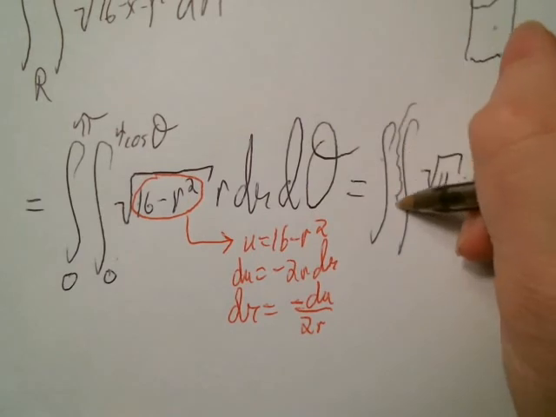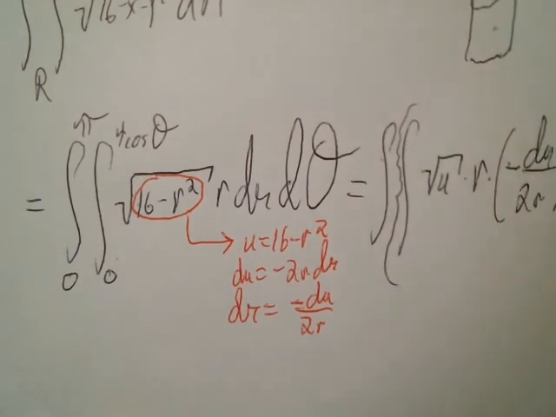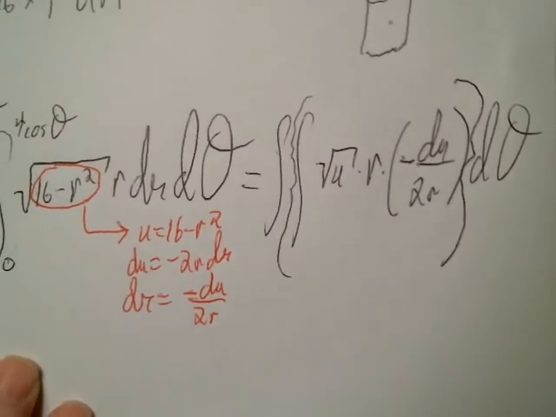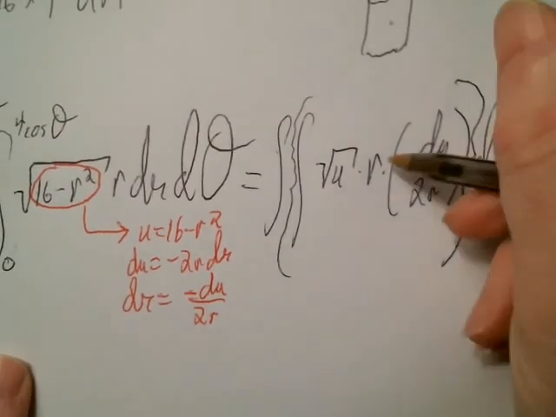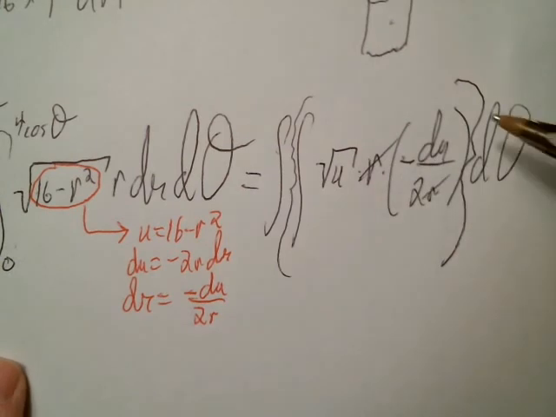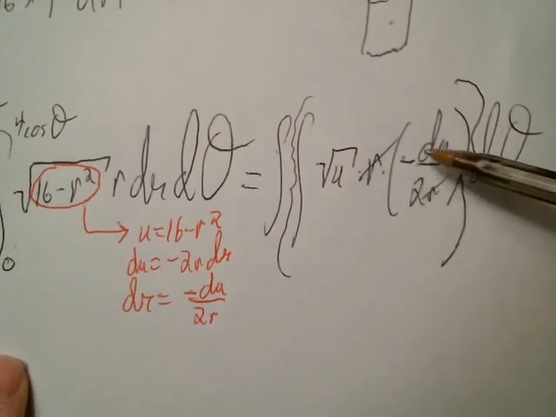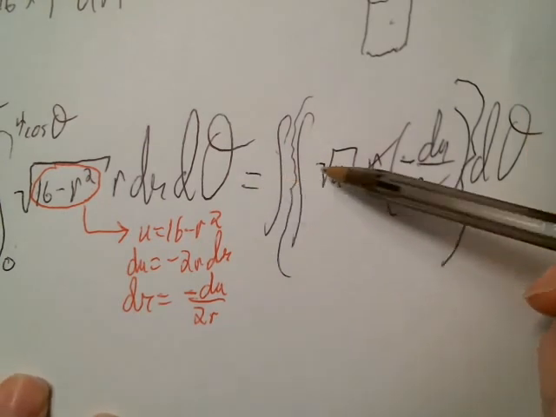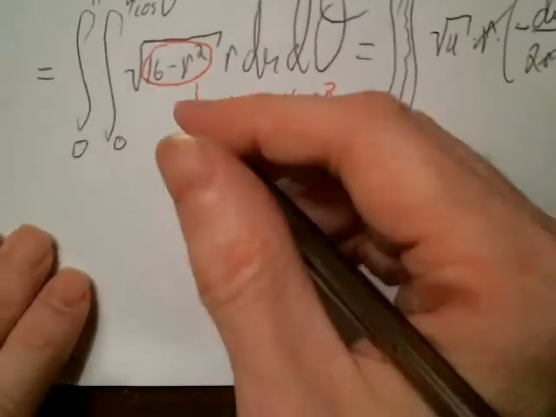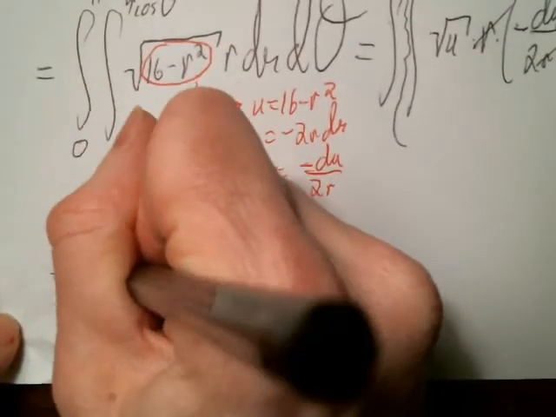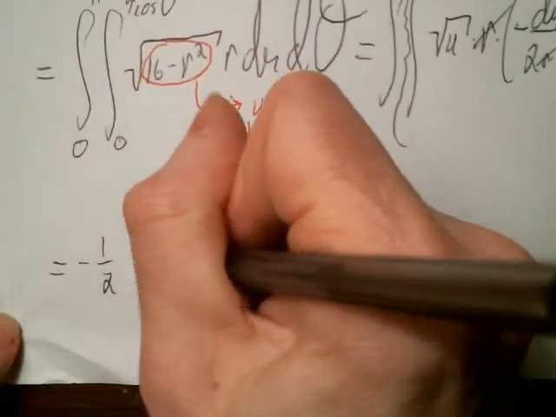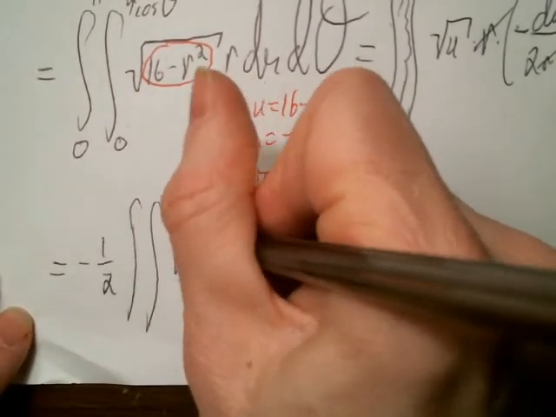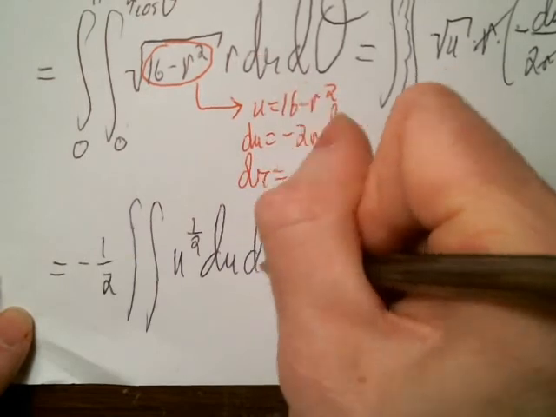And I'm really worried about this inner integral first. I know the r's will divide out. You can factor out any constant. So negative 1/2 is a constant, so you can factor that completely out of both integrals. So I end up with negative 1/2 times the double integral, and I'll convert square root of u into u to the 1/2. And then I have du d theta.